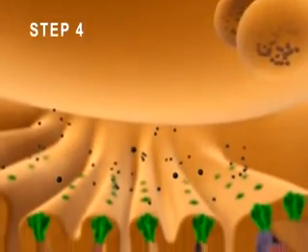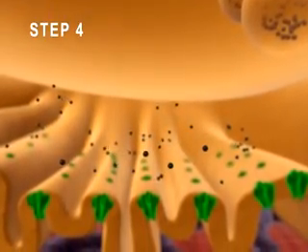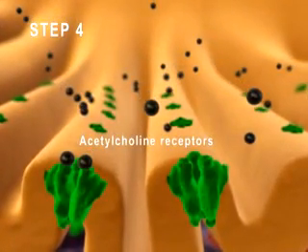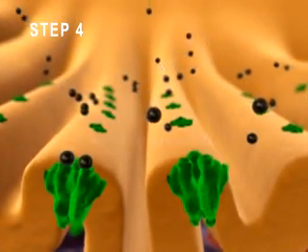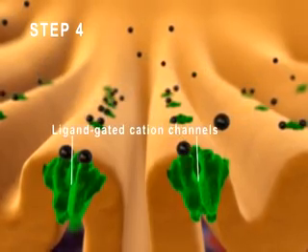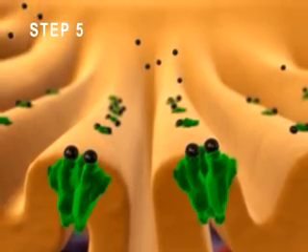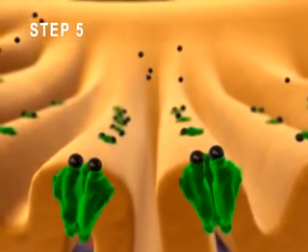Step 4. Acetylcholine diffuses across the synaptic cleft and binds to acetylcholine receptors, which contain ligand-gated cation channels. Step 5. These ligand-gated cation channels open.